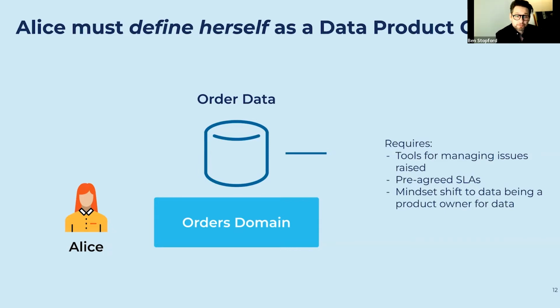That's to say she takes responsibility for it. It's like that is the definition of her job. She is a product owner in the company and the data is her product. Now, that's actually often a difficult thing for these people to do because that's not what they're employed for.